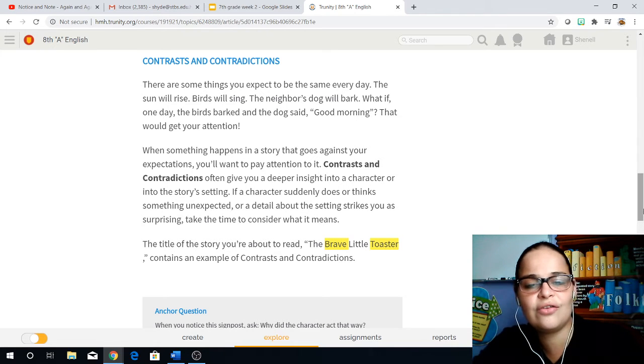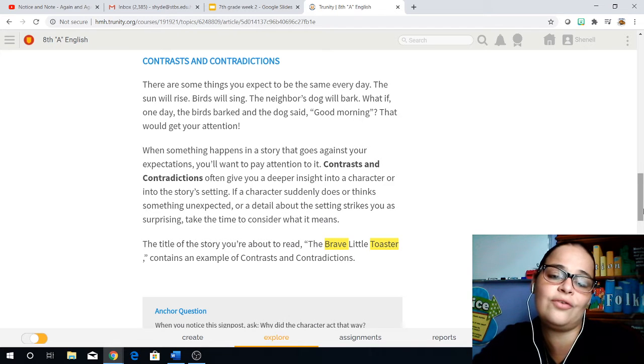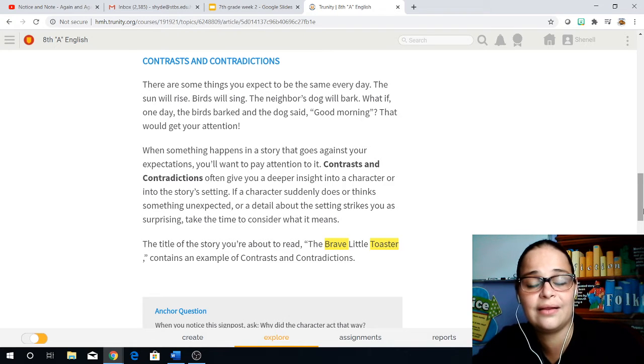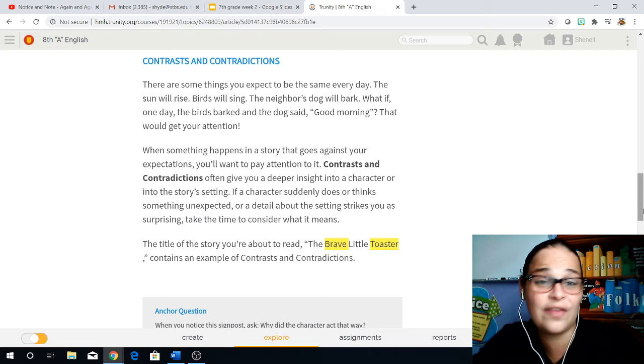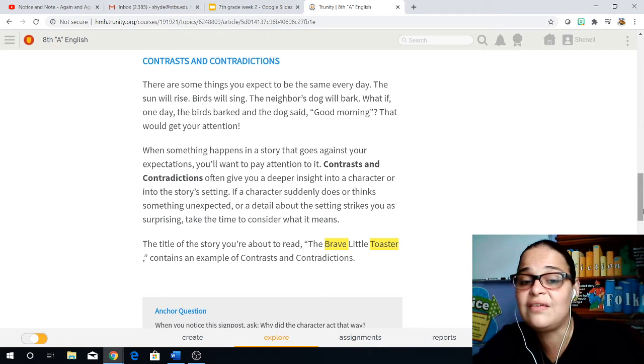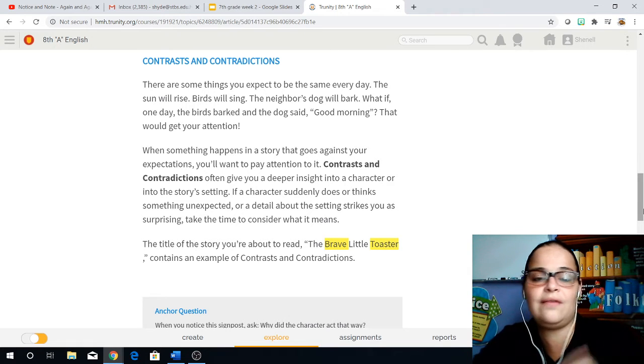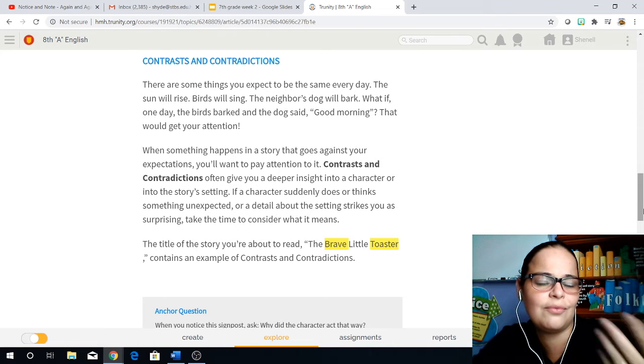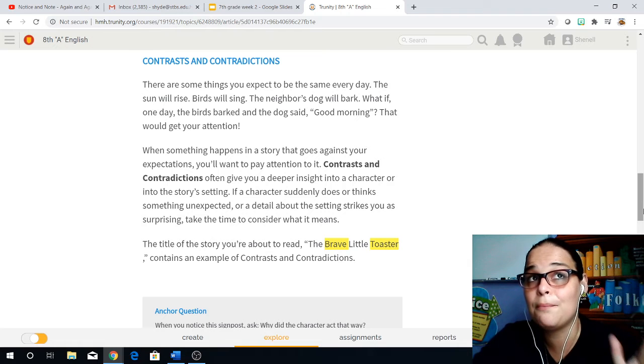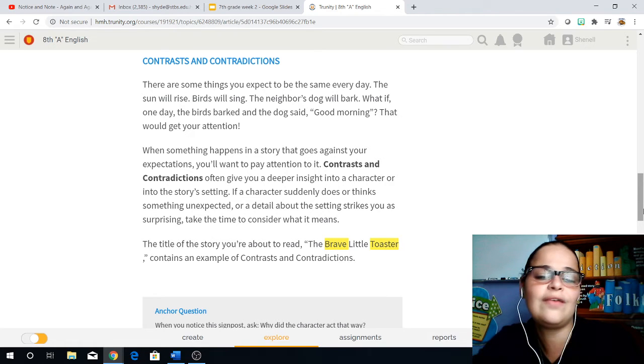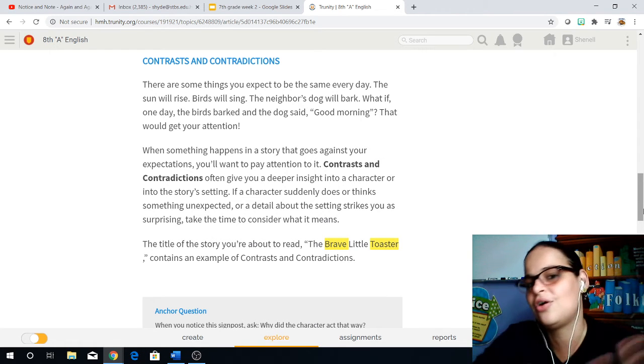Contrast and contradictions often give you a deeper insight into a character or into the story setting. If a character suddenly does or thinks something unexpected, or a detail about the setting strikes you as surprising, take the time to consider what it means. The title of the story you're about to read, The Brave Little Toaster, contains an example of contrast and contradiction.